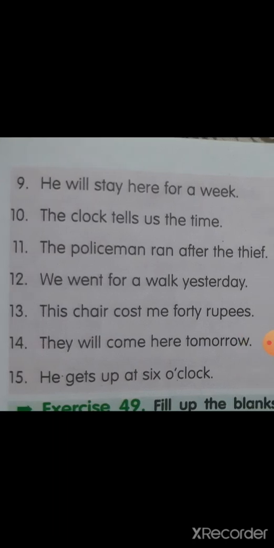The chair cost me 40 rupees. Yes, the information is giving in the present time, so you will write the present tense. They will come here tomorrow. Yes, the will is there. You will write the future tense. He gets up at 6 o'clock. Gets, G-E-T-S, gets. You can identify gets and you will write that the statement is in present tense.